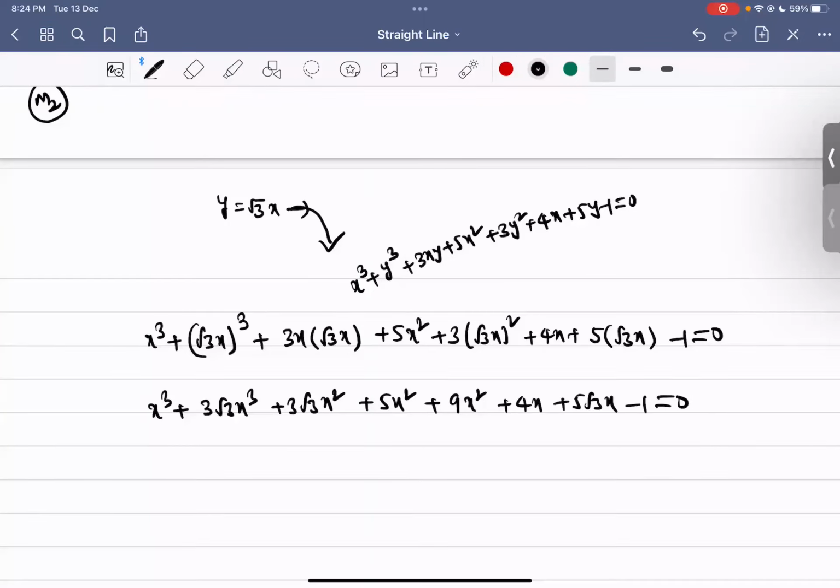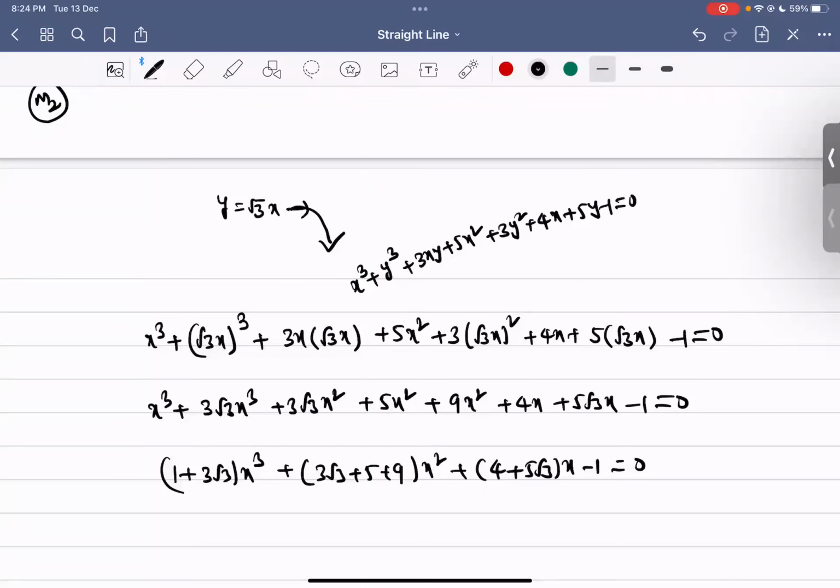So here, 1 plus 3 root 3 into x cube. So here x square is common from 3 terms, that is 3 root 3 plus 5 plus 9, x square, plus 4 plus 5 root 3 x minus 1 equal to 0. So this we got.